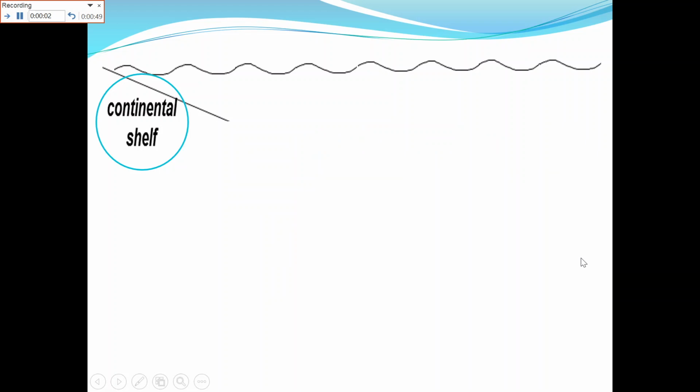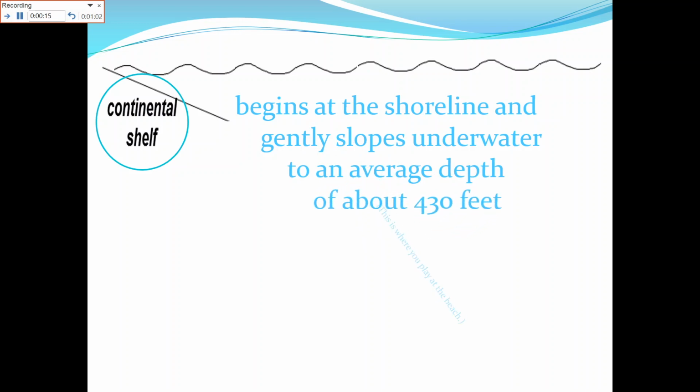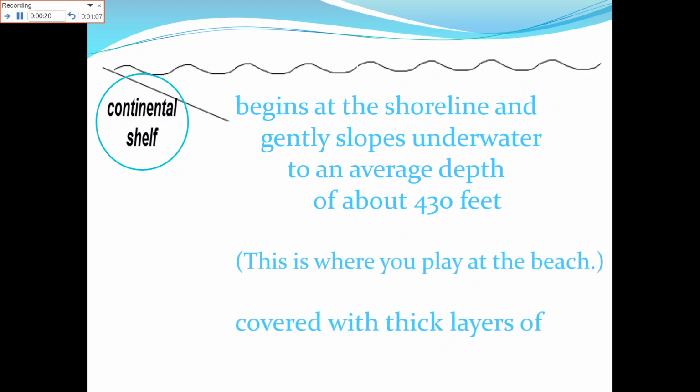Alright, so the first part is the Continental Shelf. It begins at the shoreline and gently slopes underwater to an average depth of about 430 feet. If you were to go to the beach, this is where you would play, and it's covered with thick layers of sediment. And a reminder that sediment is sand, mud, rocks, and organic material. Okay, so the continental shelf is attached to the continent.